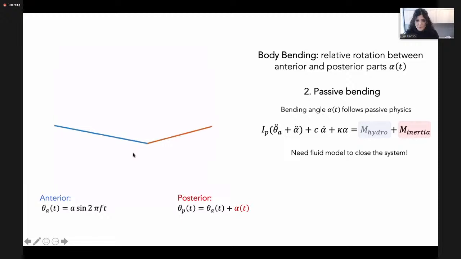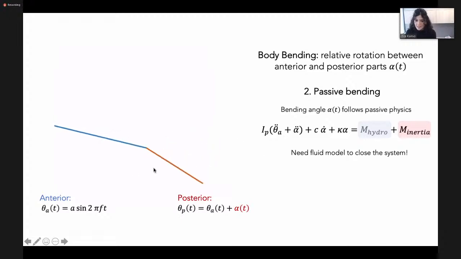For bending passively, we have to solve for this angle alpha that I have here, and I need an equation of motion for that. I need to account for the hydrodynamic moments acting on the tail, as well as for the fact that the flexion point, the connecting point here, is moving, so that it introduces an additional moment on the tail itself. And I need a fluid model to close the system.